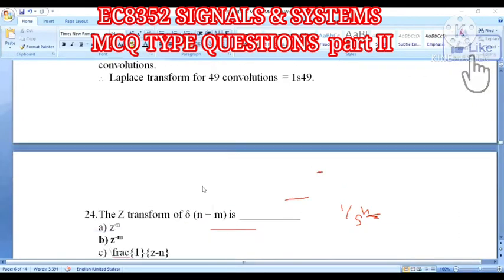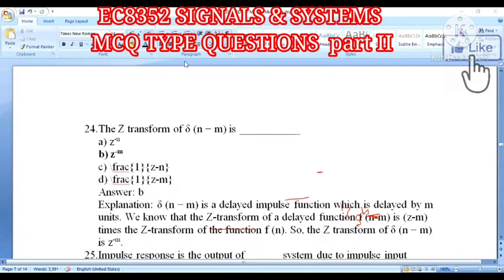So next we will move on to the next question: the Z transform for del of n minus m.